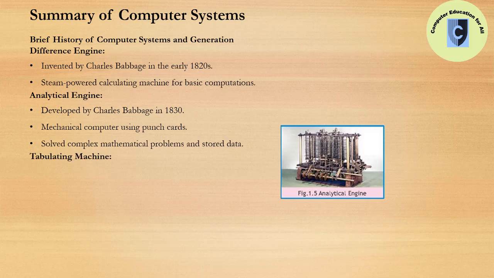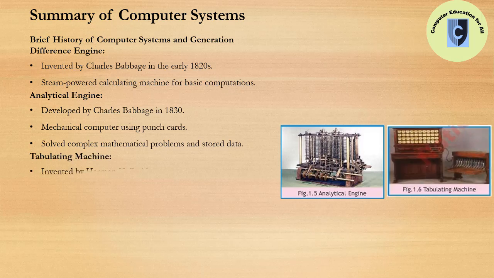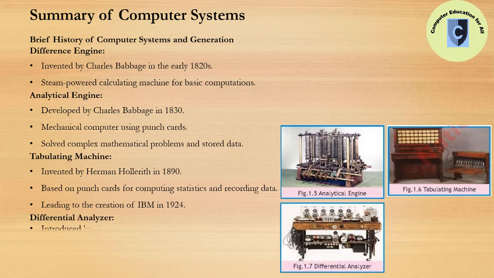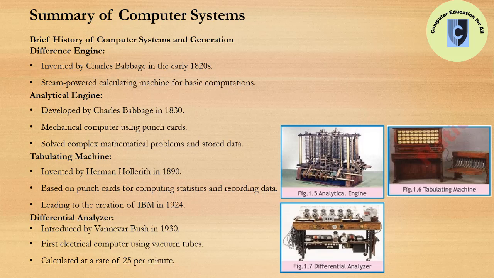Tabulating machine. Herman Hollerith's 1890 invention, the tabulating machine, based on punch cards, computed statistics and recorded data, leading to the creation of IBM in 1924. Differential Analyzer in 1930. Vannevar Bush introduced the first electrical computer, the Differential Analyzer, using vacuum tubes for calculations at a rate of 25 per minute.